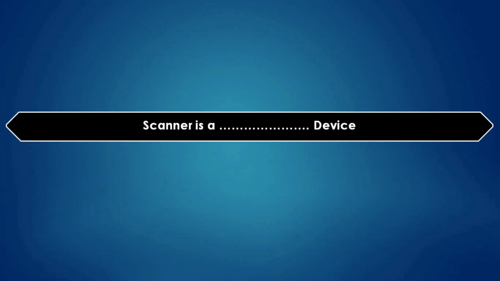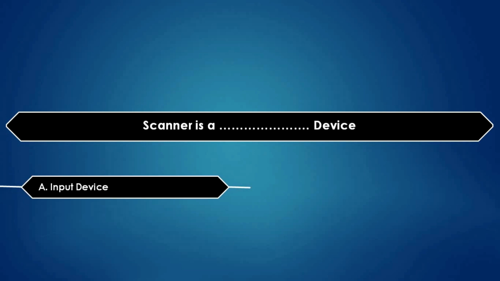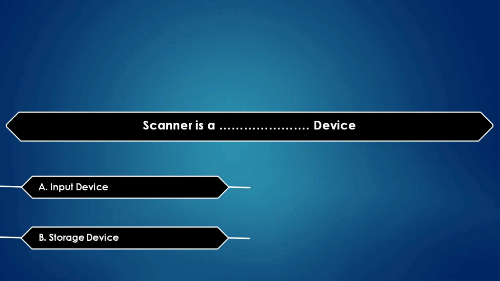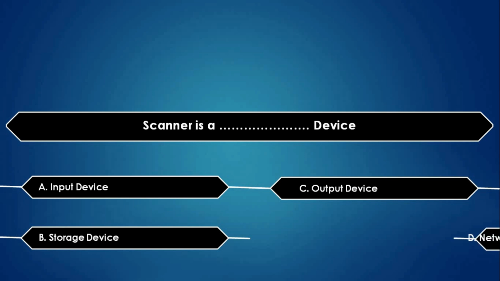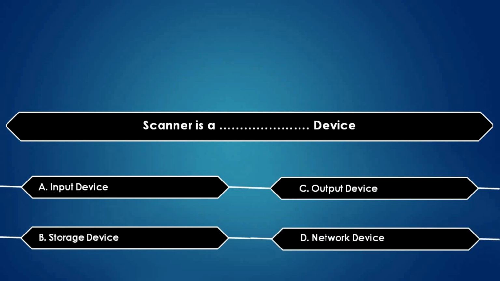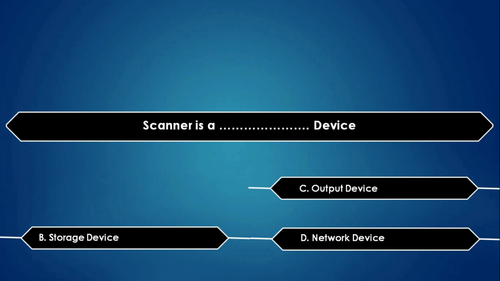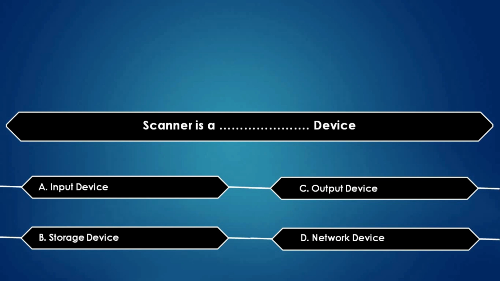Scanner is a dash device. A. Input device, B. Storage device, C. Output device, D. Network device. The right answer is input device. Scanner is an input device.